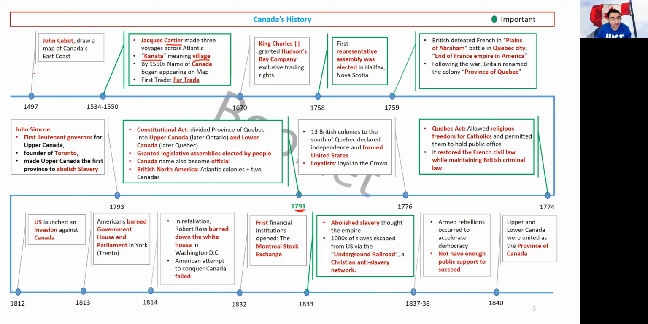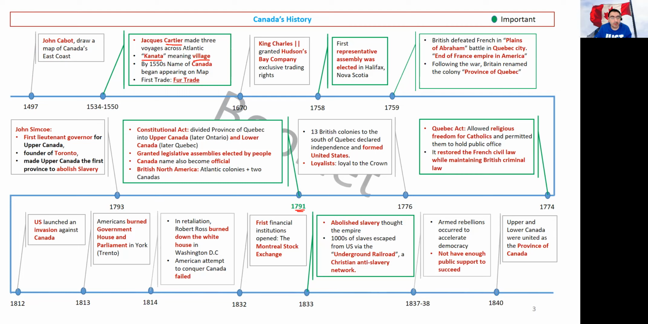Okay, so we start with the first event, in 1497. It says John Cabot. Here we just focus on Cabot, we don't need to focus on John. Cabot drew the first map of Canada's east coast, or the first map of Canada ever, and it was drawn by Cabot in 1497.